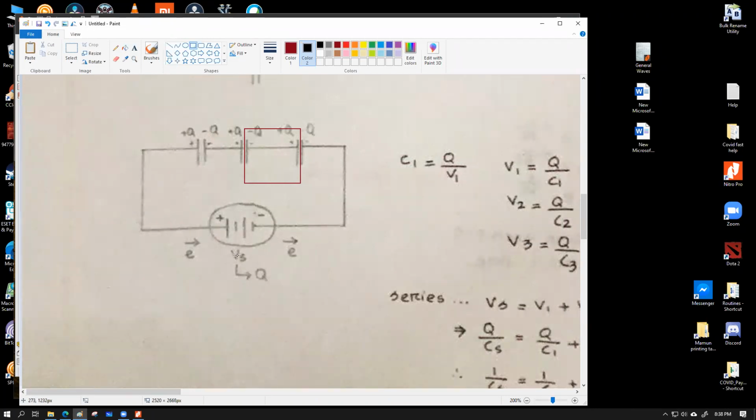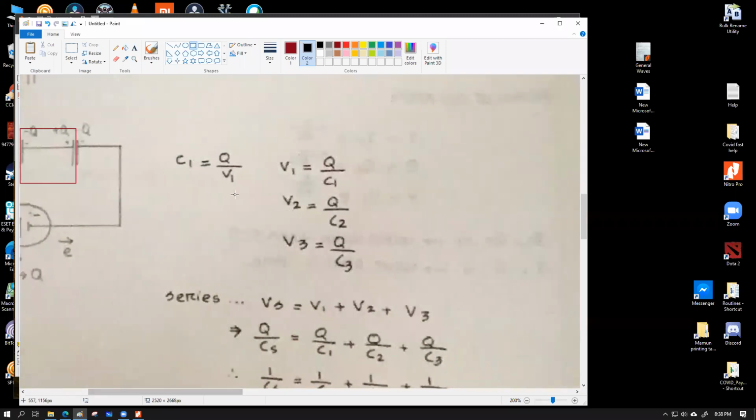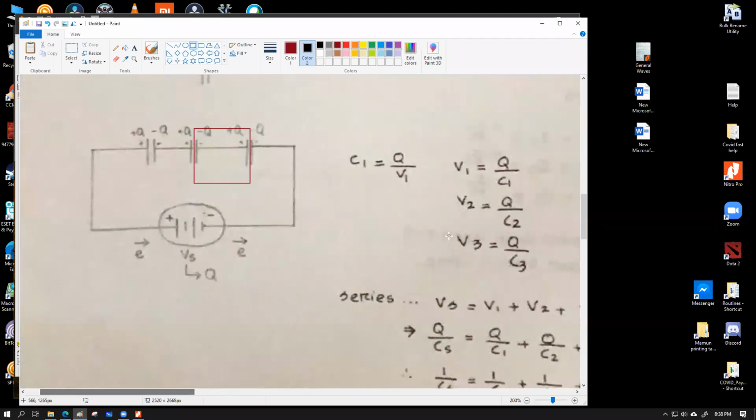So this is what I'm trying to say: whenever Q charge is released from the source, each capacitor is now storing Q amount of charge. What makes this happen? If we write the equation, C1 equals Q by V1. Let's say there are three capacitors: capacitor 1, capacitor 2, capacitor 3. So V1 equals Q by C1, V2 equals Q by C2, and V3 equals Q by C3.